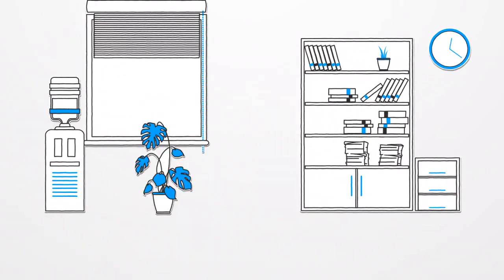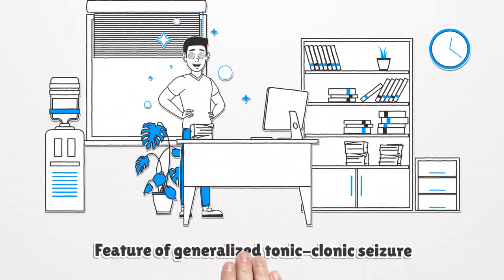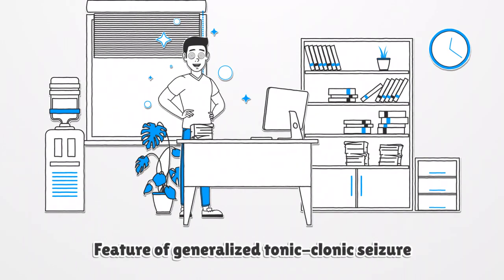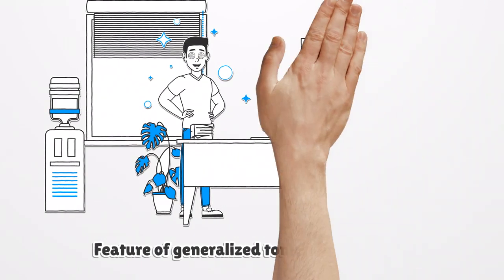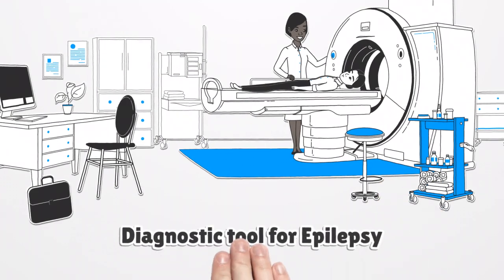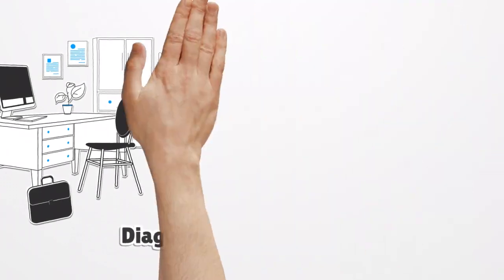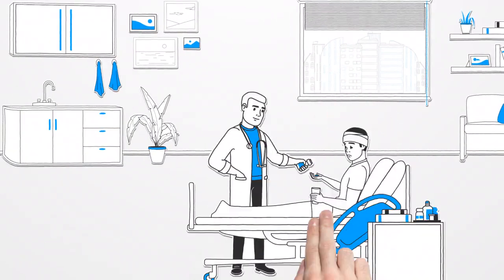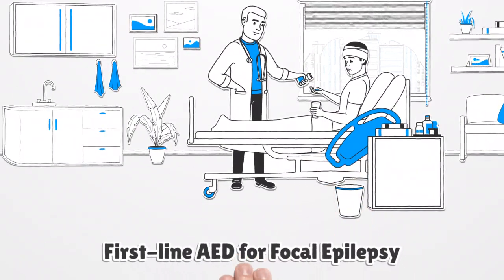Which feature is not typical of a generalized tonic-clonic seizure? Visual hallucinations as an aura. Which diagnostic tool is most commonly used to confirm epilepsy? Electroencephalogram, EEG. First-line anti-epileptic drug for focal epilepsy in adults? Lamotrigine.